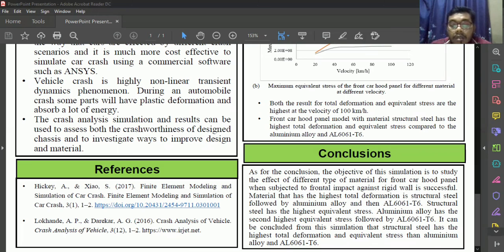AL6061T6. The references for this research are from Hikmat A and Zhao S, an article from 2017 with the title Finite Element Modeling and Simulation for Off-car Crash, and Lokhande, A.P. and Jaroka, A.G., in 2016, with the title Crash Analysis of Vehicle.